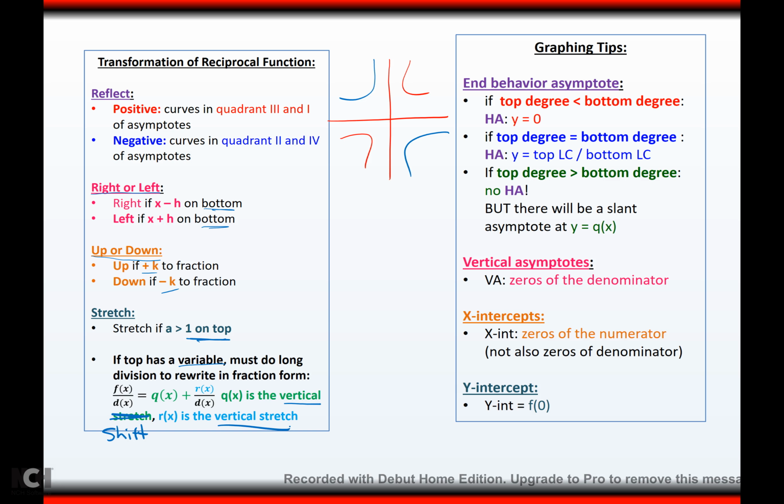Okay? Again, your horizontal asymptotes, you use your degree rules. If the top degree is smaller than the bottom degree, then your horizontal asymptote's at y equals 0. If the top degree equals the bottom degree, then your horizontal asymptote is the quotient. You divide the top leading coefficient by the bottom. And if the top degree is bigger than the bottom degree, there's no horizontal asymptote, but there will be a slant one at the quotient. Your vertical asymptotes, Mr. Denominator can never equal 0. Your x-intercept, set the numerator equal to 0 and solve it. And to get your y-intercept, you substitute 0 for all the x's and solve.